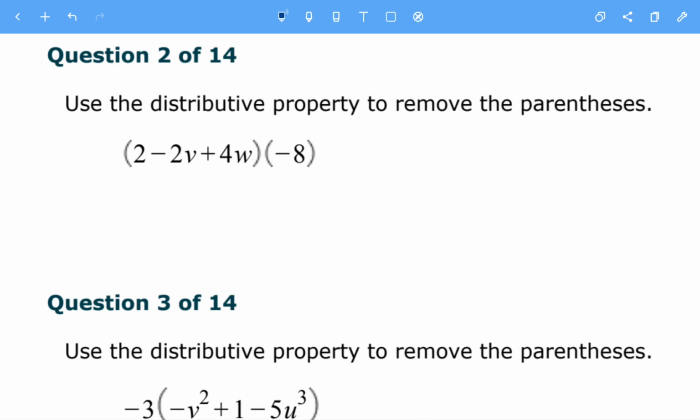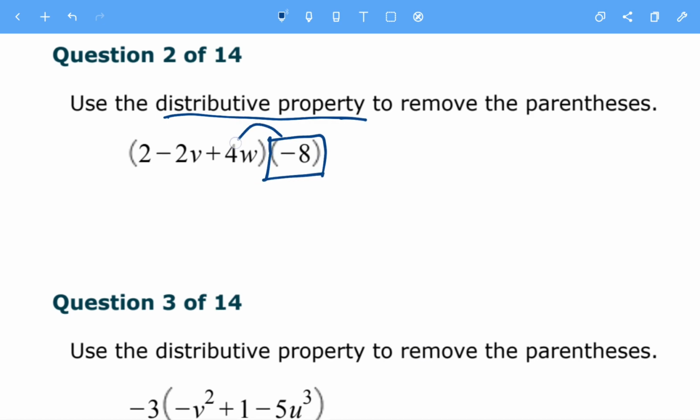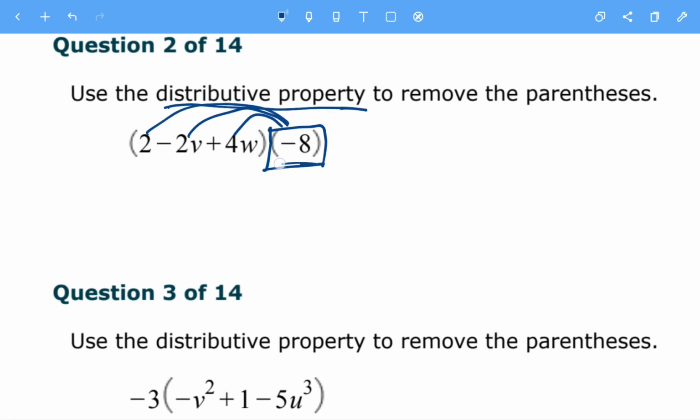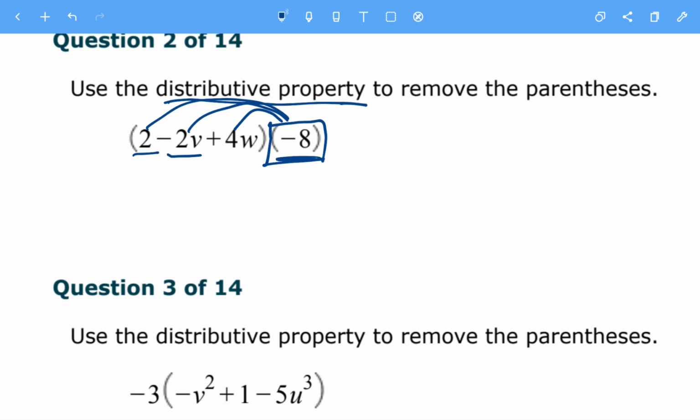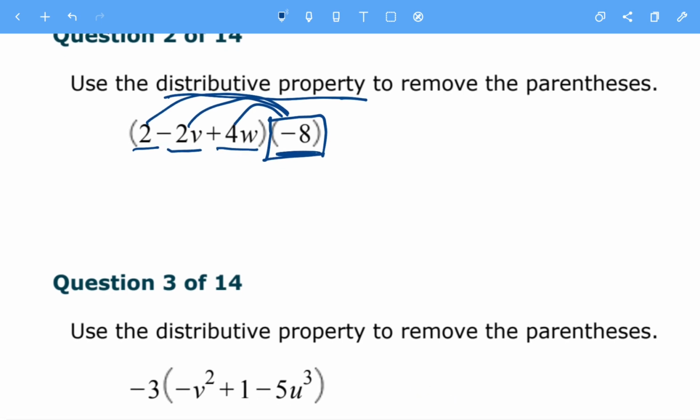Now for number 2, we want to use the distributive property to remove the parentheses. So for this, you can either use the rainbow method or the box method. The rainbow method says that you take whatever term is on the outside and multiply it to every term on the inside. So negative 8, it is on the back end, but that's still fine. We're going to multiply that to the positive 2, then to the minus 2v, and then to the plus 4w.